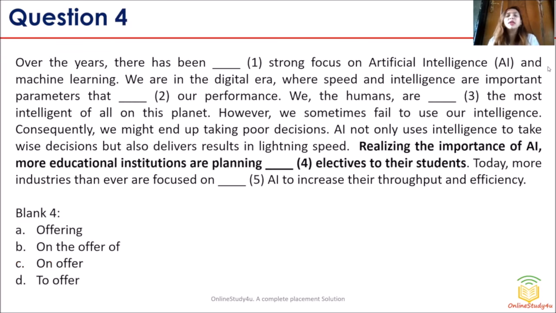However, sometimes we fail to use our intelligence. Consequently, we might end up taking poor decisions. AI not only uses intelligence to take wise decisions, but also delivers results at lightning speed. Now, most of you might have a question that, ma'am, when blank 4 is in another question, why are you reading what is there in between? I'm reading what is there in between because it might help us get context.